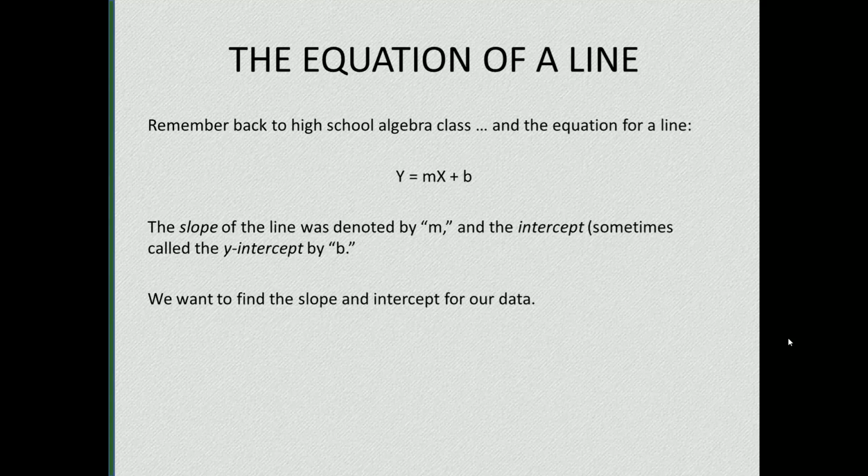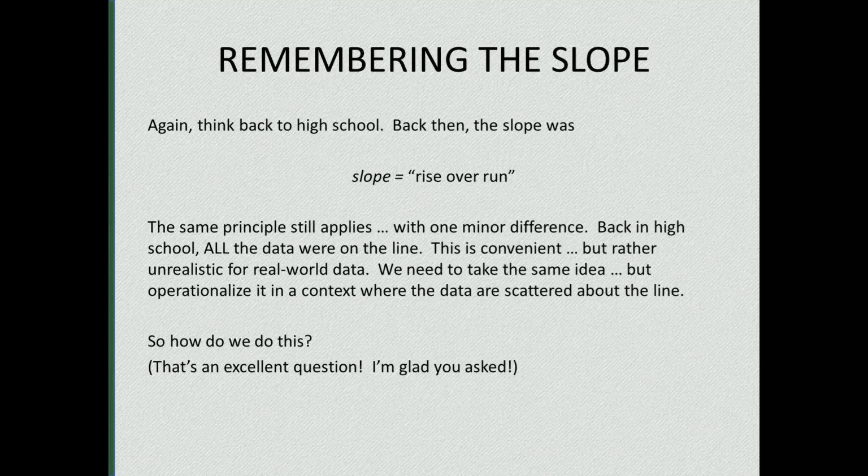Think back to high school. Y equals mx plus b. Slope of the line was m, the intercept, sometimes called the y-intercept, was b. What we want to find is the slope and intercept for our data. And we know how to find slope. Slope is rise over run. Same idea applies with one minor difference.